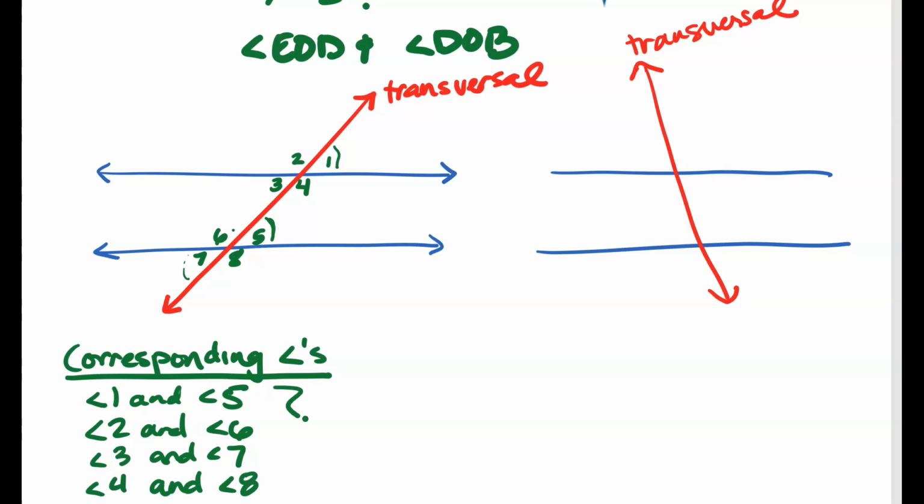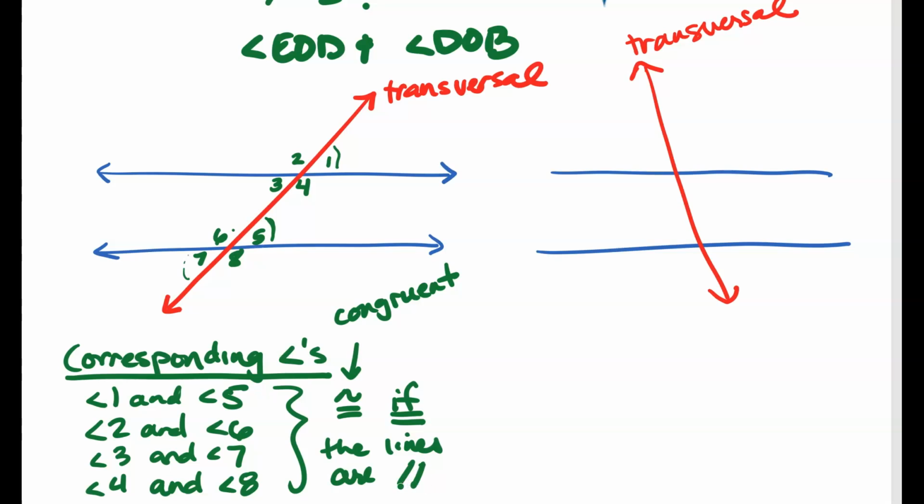Corresponding angles are always congruent. This symbol means congruent, which just means equal in measure. So it's just a fancy equal sign that's used often in geometry. They're equal if and only if the lines are parallel.